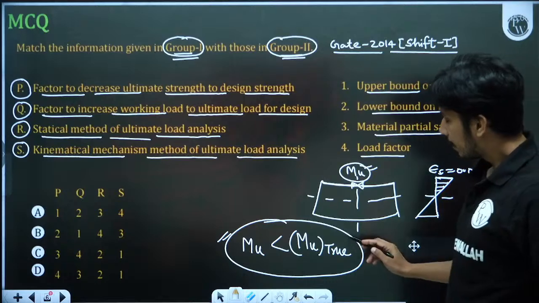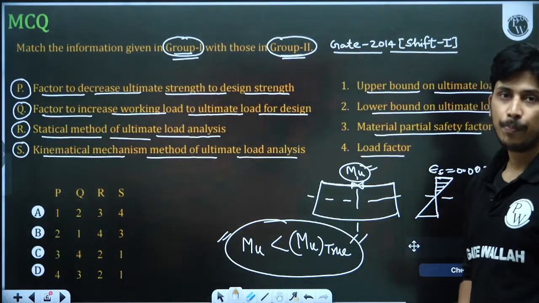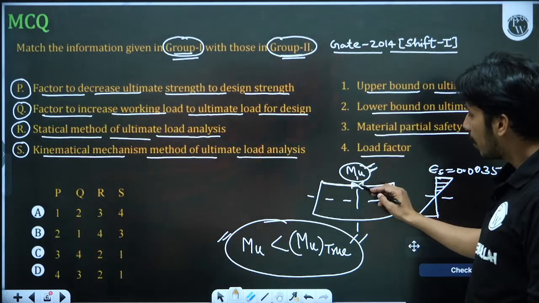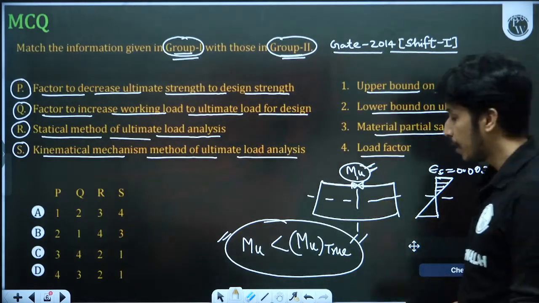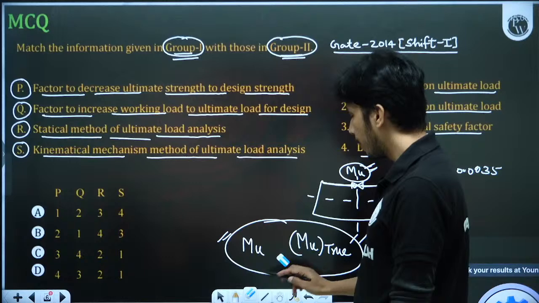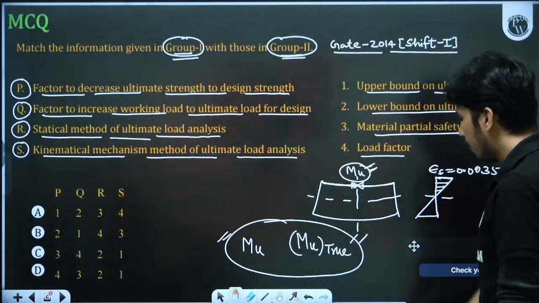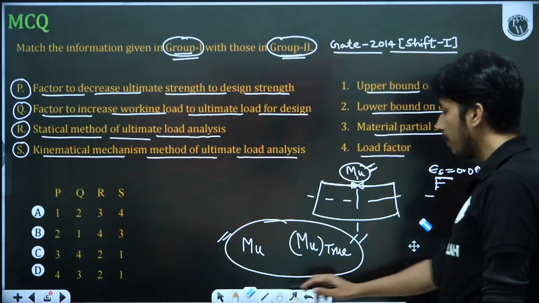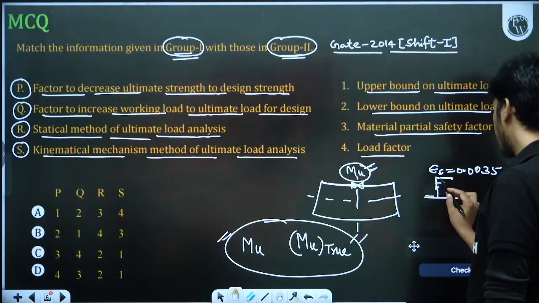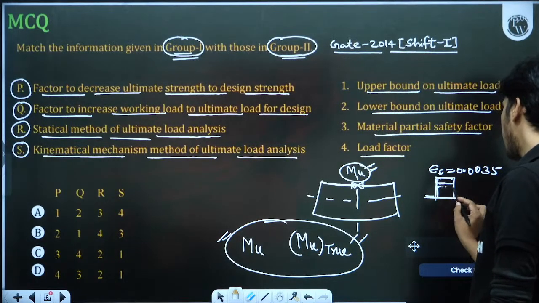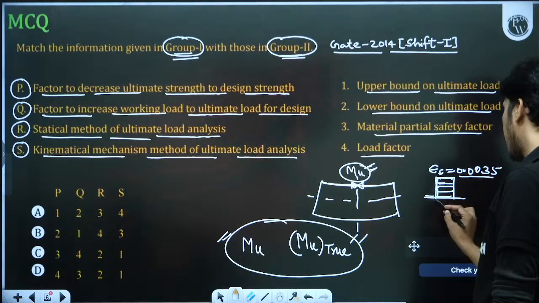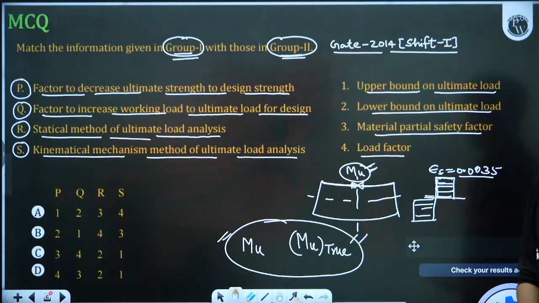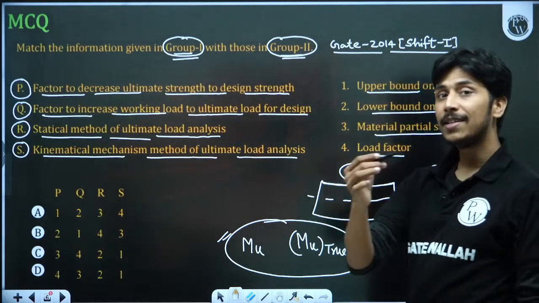So whenever we calculate the true load based on the lower bound mechanism, we get a moment where the collapse has started, not where collapse has happened. But in the upper bound mechanism, we consider that all the fibers have failed. So when all the fibers have failed, your strain diagram will not be like this. Your strain diagram will be like this. Everywhere the strain has become 0.0035, and in steel also everywhere the strain has become like this. This is the upper bound mechanism, like in plastic analysis of steel structures.